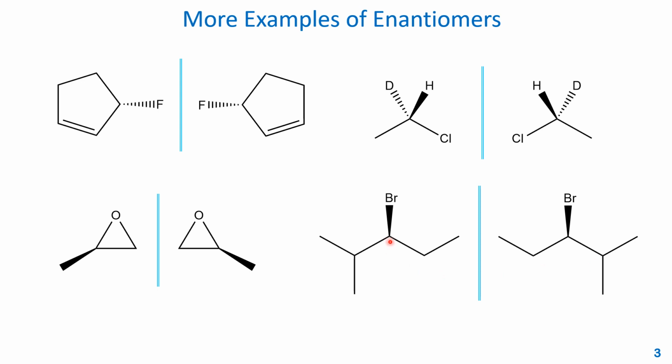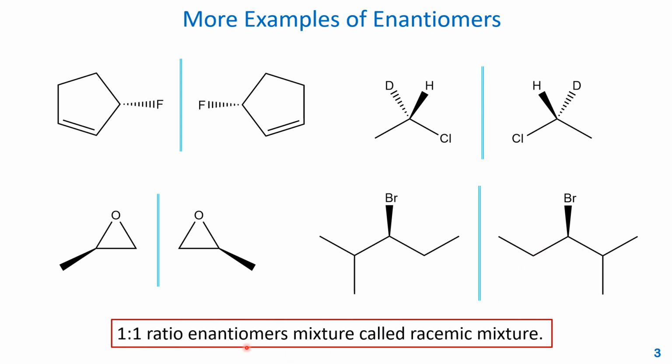The last example is a bromide, and this is also an asymmetric center. This mirror image is the enantiomer, so this is a pair of enantiomers. If the ratio of the enantiomer mixture is 1:1, then the mixture is called a racemic mixture.